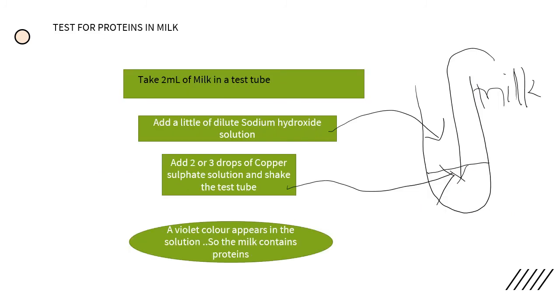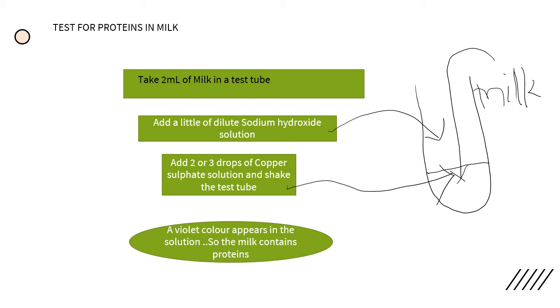Next is the test for proteins. We are taking a test tube and adding 2 milliliters of milk to test for the presence of protein in the milk. And we add two chemical solutions. The first one is diluted sodium hydroxide, whose other name is caustic soda, as given in your book. Then, after adding this diluted sodium hydroxide, what are we going to add? Copper sulfate solution, 2 to 3 drops with the help of a dropper.